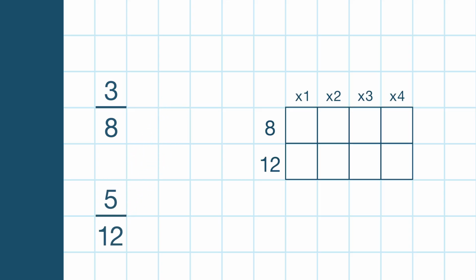First, let's list multiples of 8. 8, 16, 24, 32. Now let's list multiples of 12. 12, 24, 36, 48. Look for a number that appears in both lists. There it is, 24. This is the least common multiple of 8 and 12. So 24 is the least common denominator for our fractions, 3/8 and 5/12.